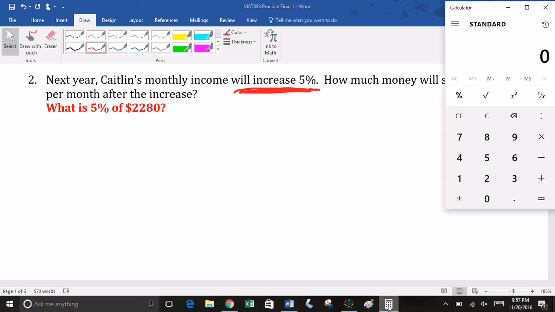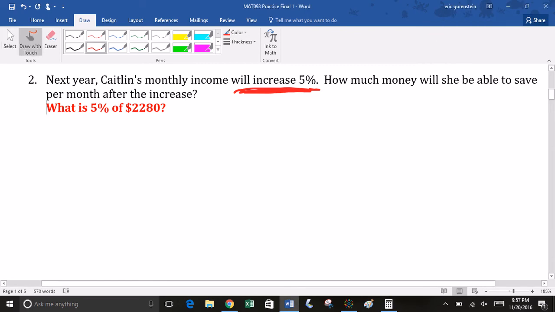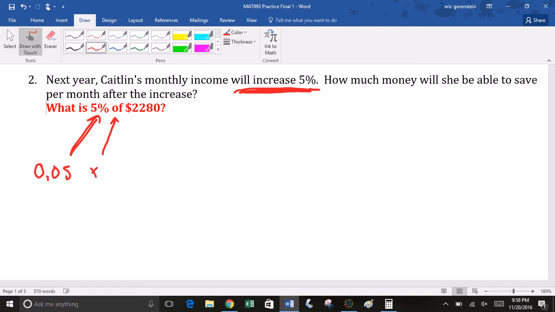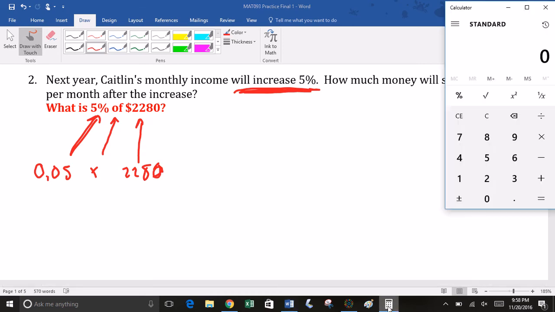I'll pull up the calculator. So for 5% of 2280, well, 5% is a number, 0.05. The word "of" always translates to multiplication. And 2280 is already a number. If we want to know what is 5% of 2280, we'll multiply 0.05 times 2280. So that's an increase of $114.